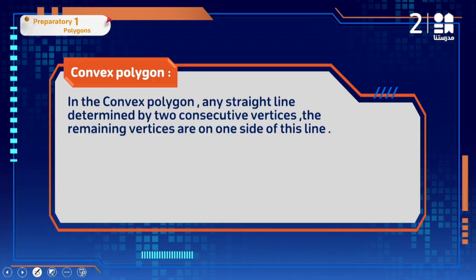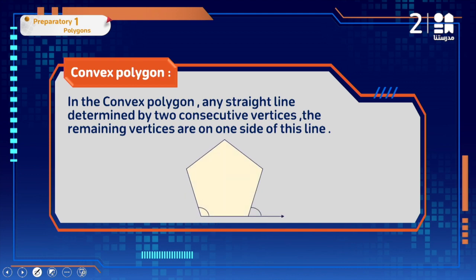Now, we have another definition about the convex polygon. What does it mean? In a convex polygon, any straight line determined by 2 consecutive vertices has the remaining vertices on one side of this line. And keep in mind, in a convex polygon, each angle is less than 180.